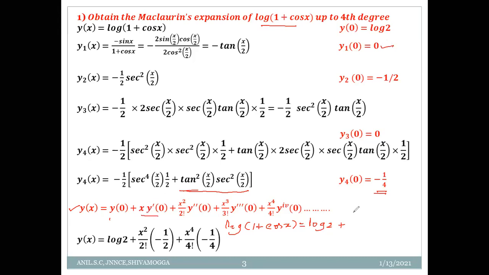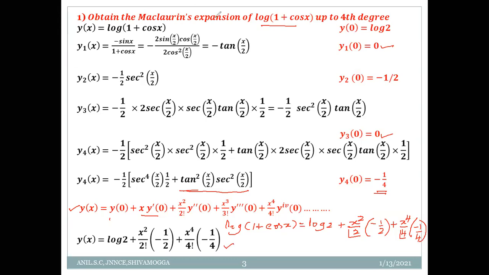Plus x square divided by 2 factorial into y double dash 0. Y double dash 0 is minus 1 by 2. Plus x cube divided by 3 factorial into y triple dash 0. Y triple dash 0 is 0, and 0 into anything is 0. Plus x power 4 divided by 4 factorial into fourth derivative. Fourth derivative is minus 1 by 4. That's what I have written here.